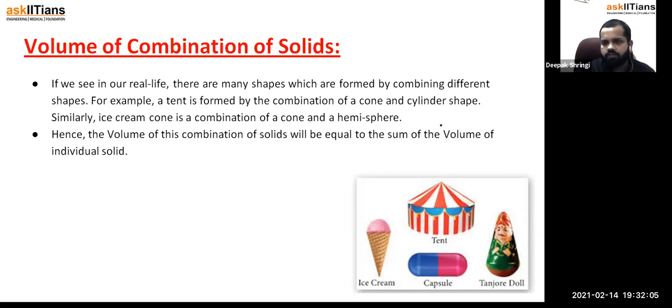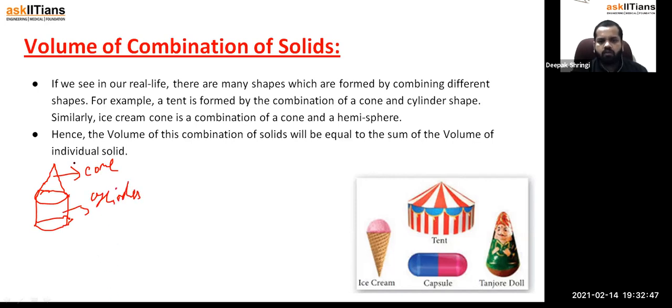How will you calculate the volume of a combination of solids? In real life, there are many shapes formed by combining different shapes. For example, a tent is formed by a combination of a cone and a cylinder. A cylinder is there, and a cone is above it. So a tent is basically a combination of both a cone and a cylinder.